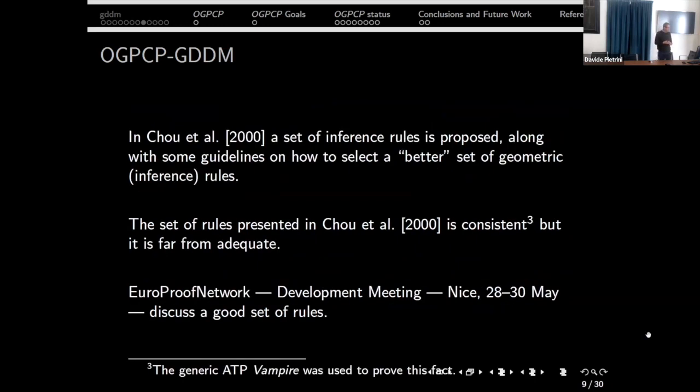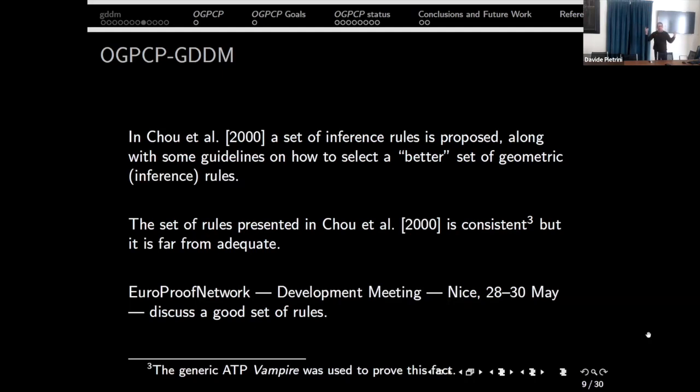So Chou not only explained the mechanism, the algorithm, but also introduced a set of rules that they said were a good set of rules. And he made some guidelines on how to select a better set of geometric inference rules. We already saw that the set of rules that Chou presented is far from adequate. There are many things that are not well defined in the paper, but they are consistent. We have proved that using Vampire, but we are now in the process.